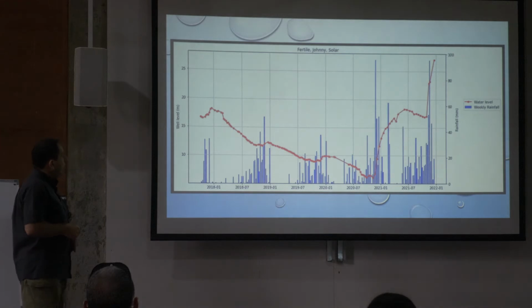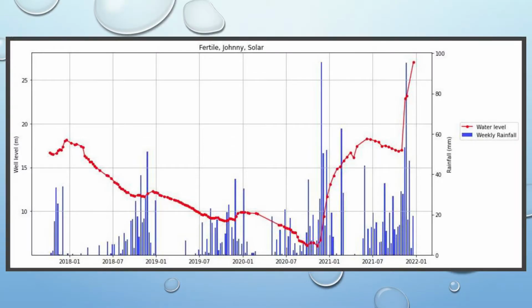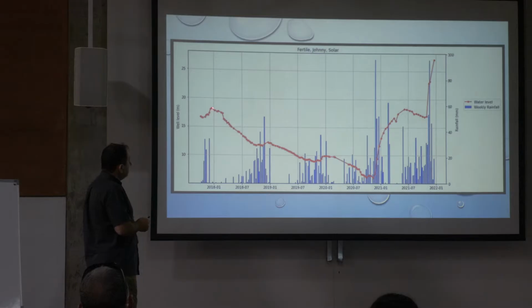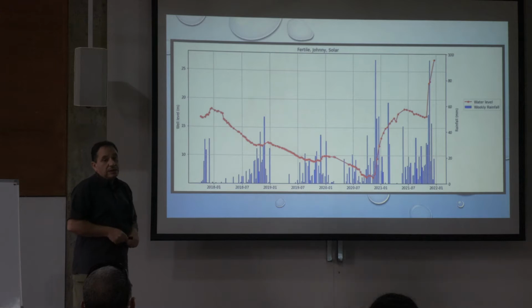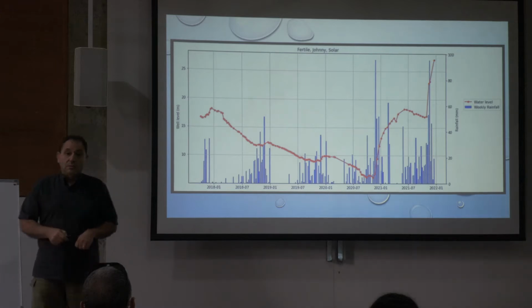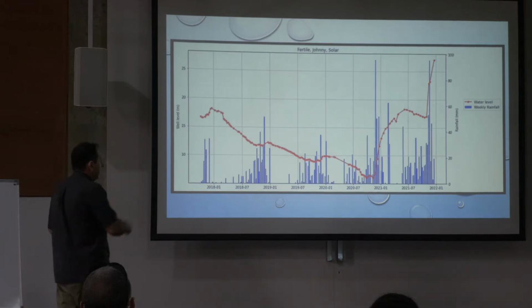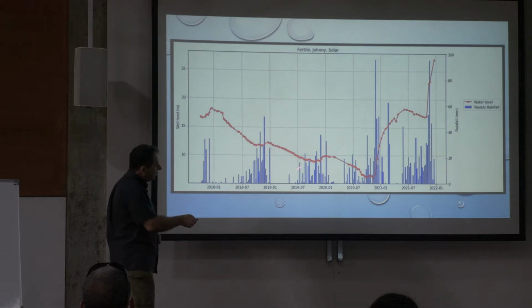Then, fertile. This is the well which has gone most dramatically down. This went from this to this level in 3 years. Okay, dramatic. We are talking, and you barely see any recharge.